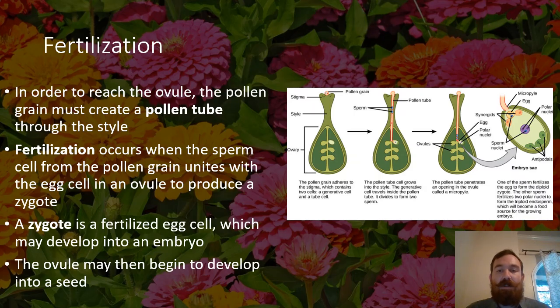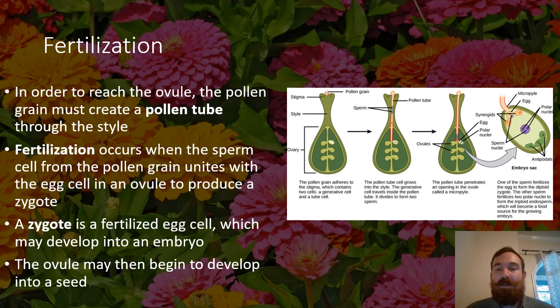A lot of students that maybe know a little bit about flowers already, I find they often assume that there maybe already is a tunnel through the style, but that's not the case. The pollen grain has to dig its own tunnel down to the ovules.